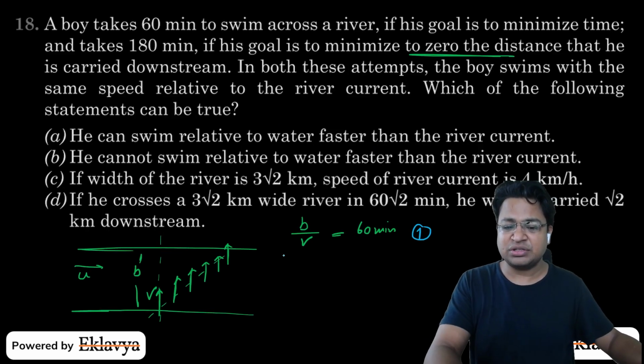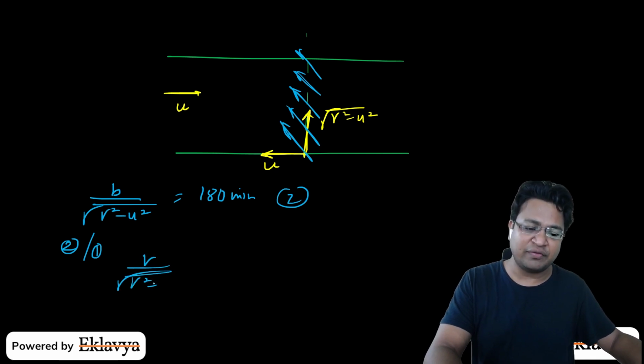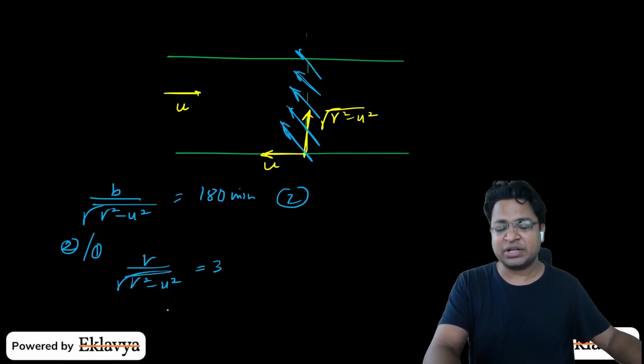Let this be our first equation. If I divide equation number two by equation number one, I end up getting v by root of v square minus u square equal to 3. And now we can solve this equation.